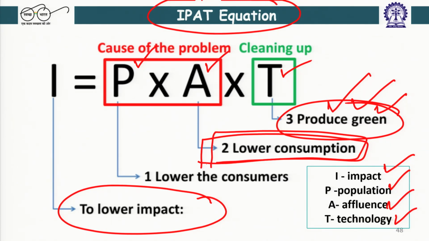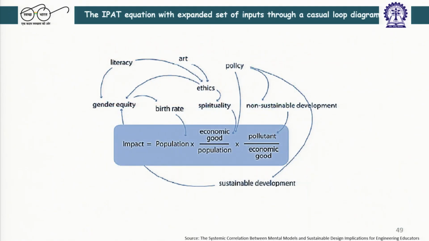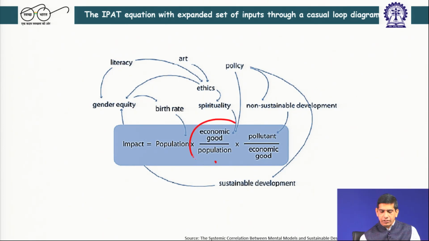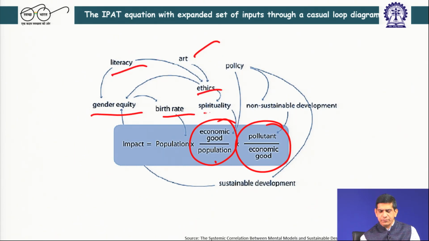Don't get me wrong, I'm not promoting more and more consumerism, but what I'm saying is we need to look at it more carefully to have a balanced growth. So how will you see the IPAT equation with an expanded set of inputs through a causal loop diagram? You have population, you have impact, your affluence, and then you also have pollutant, which is the technology point of view. So you need to have gender equity, literacy, birth rate, ethics, spirituality, policy, non-sustainable development, then you have sustainable development. All these different factors will come in when we talk about these 3-4 parameters.